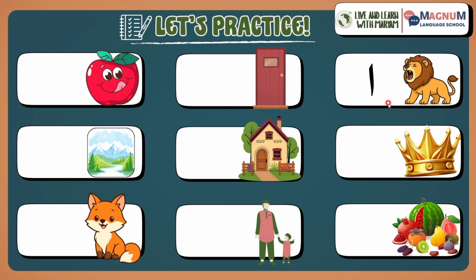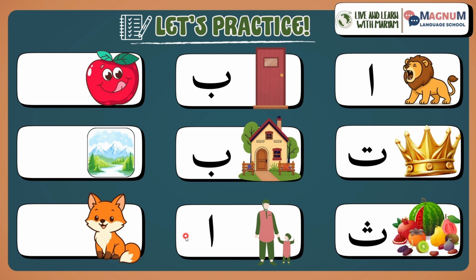Asadun. Alif, Asadun. Next we have crown. Tajun. Ta for Tajun. Next we have fruit. Thaa, Thamratun. Next we have a door over here. Babun. Ba for Babun. We have a house over here. Baitun. Ba for Baitun. Next we have father over here. Abun. Alif for Abun.